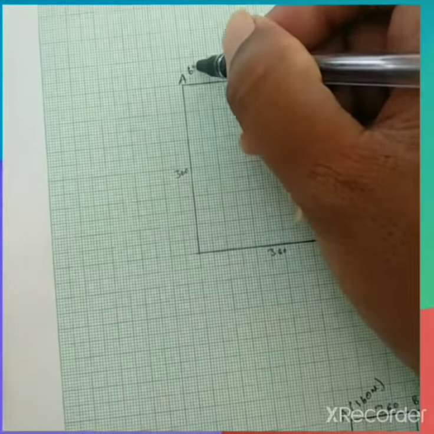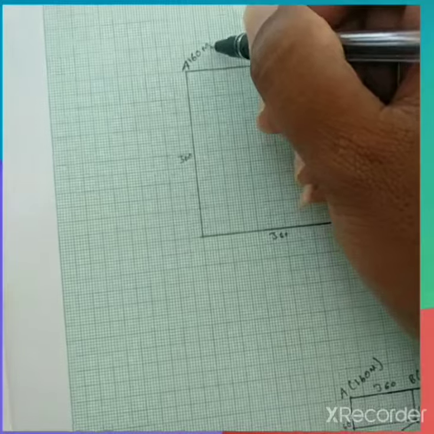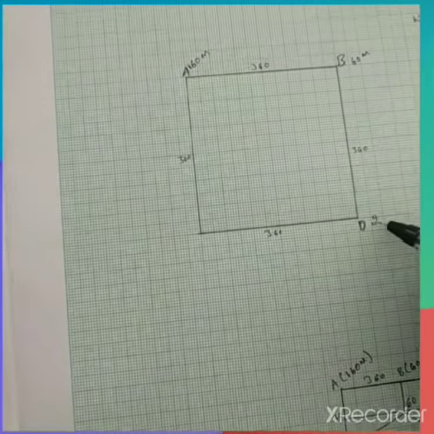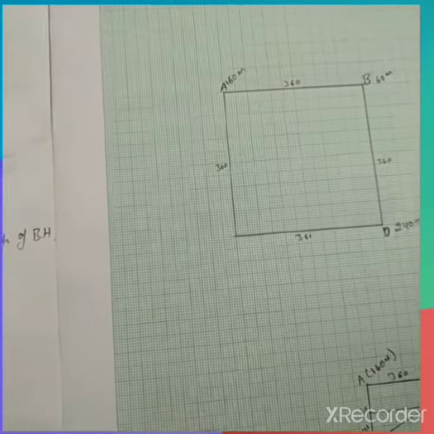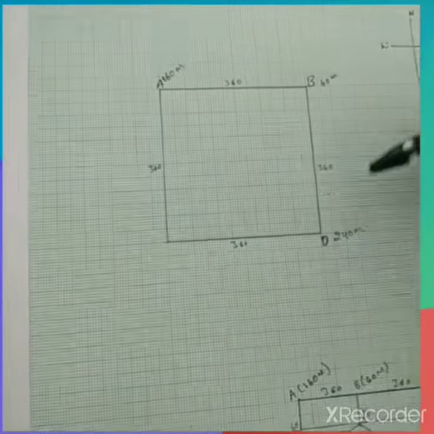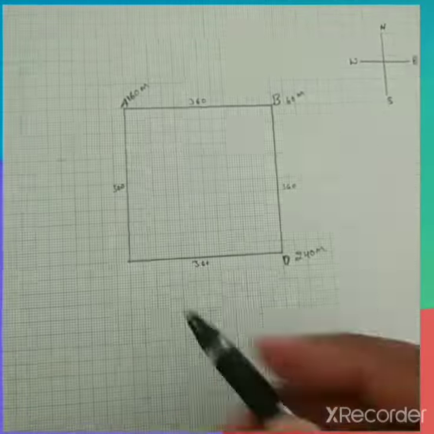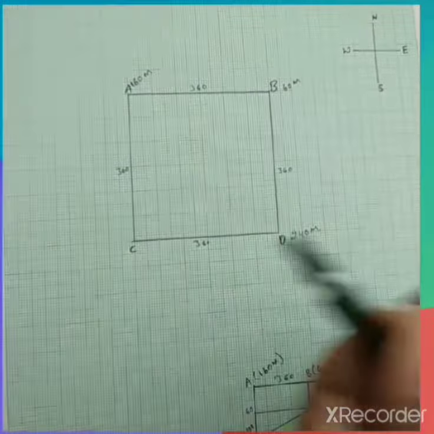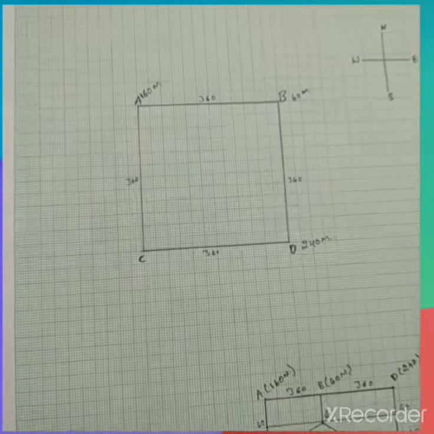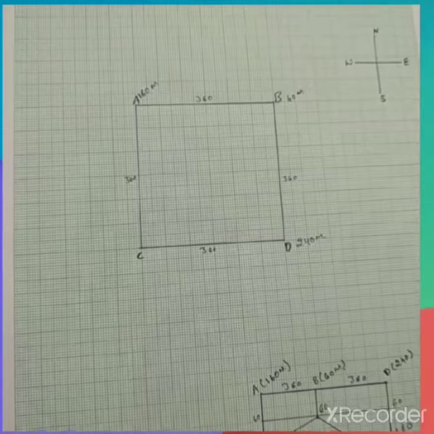A is 160 meter, B is 60 meter, D is 240 meter respectively. In these corners, at 160 meter depth, at 60 meter depth, at 240 meter depth, the limestone bed was encountered, and he asked you to find at the corner of C, at what depth the limestone bed is encountered. The first question they have asked is to determine the attitude of the limestone bed.